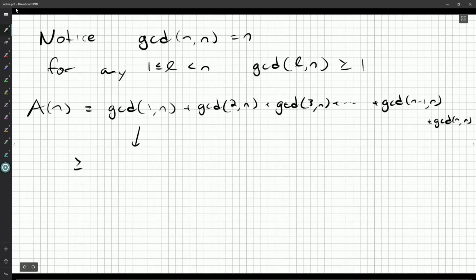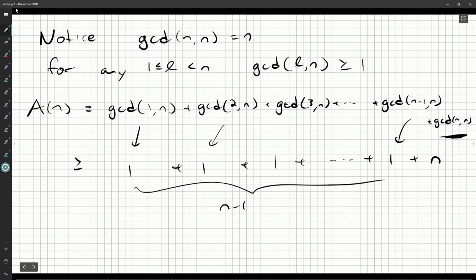But this is greater than or equal to 1. This one's greater than or equal to 1. Greater than or equal to 1. And this is always equal to n. GCD of n with itself is equal to n, as we said above. Now there are n minus 1 numbers that are less than n. So 2n minus 1, and that's my f of n. So, I think we've got it.